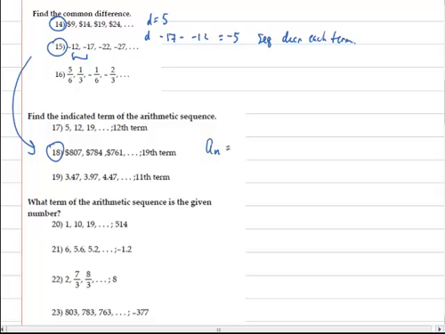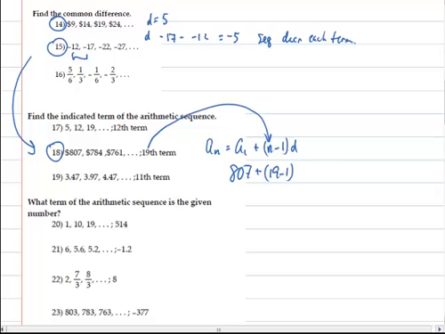Remember the equation, a_n equals a_1 plus (n minus 1) times d. We need to know the first term value. Well, we have that at 807. And we need to know the number of terms, and they gave us that. That's 19. And we need to know the difference.